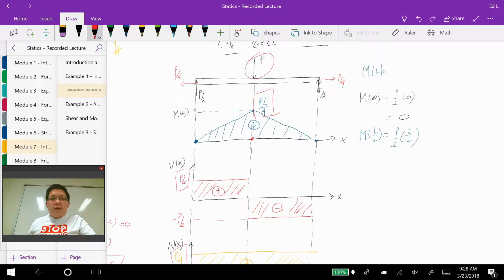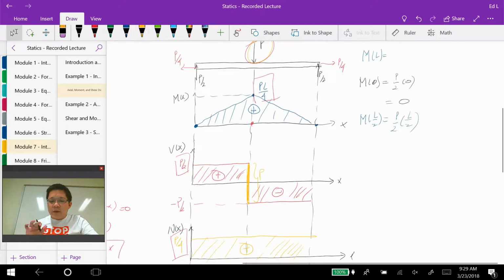one more thing that I would like to show, that if we add right here, this is P over 2, and then this is negative P over 2, but the overall magnitude in here is P. Okay, and notice that in here the point load is P. Coincidence? I think not. Okay, and we will discuss this later when we talk about how to construct these diagrams using relations. But for the meantime, if you're using the equations, this is how you construct the diagrams.